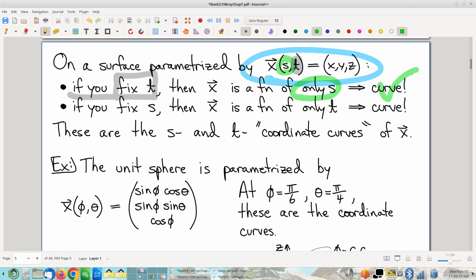So this is called the s-coordinate curve. The s-coordinate curve is what you get when you fix t and view the position then as a function of only the one remaining unfixed parameter. Reasonable idea? All right, so let's see an example of this.